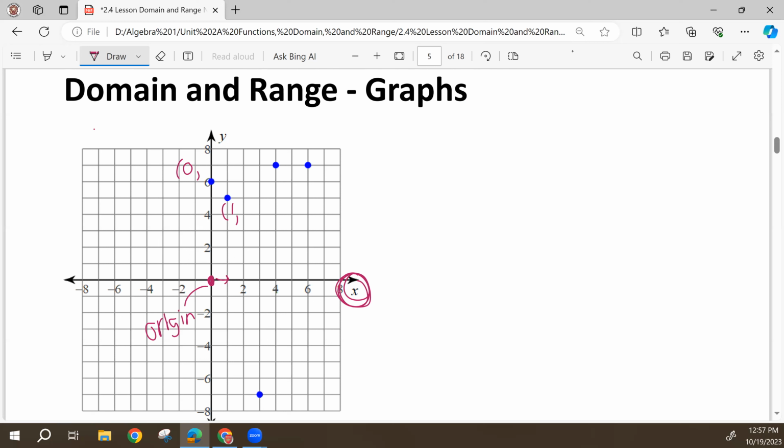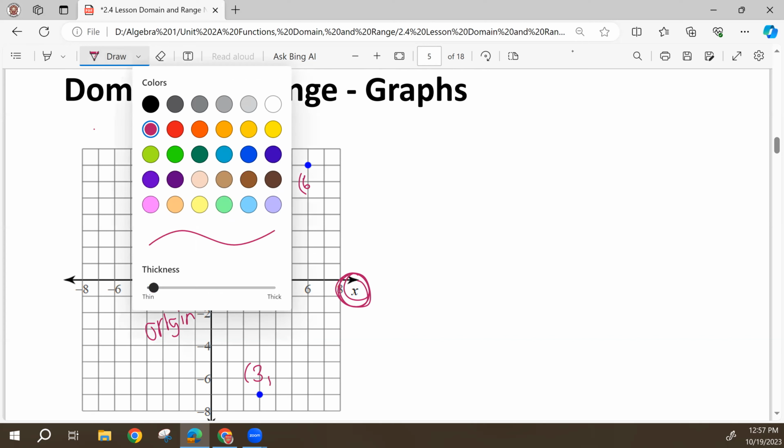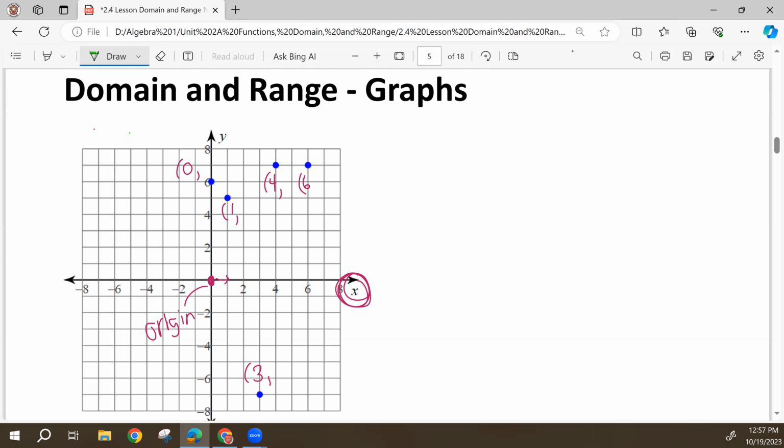This point over here, I had to go 4 and 6. And for this one down at the bottom, I had to go 3 to the right. Of course, to the left is negative. When I look at the y's, it's how far did I go up or down. So for this first point, I had to go up 6. And here I went up 5. And here I went up 7 and 7. And over here I went down, so that's -7. And so now that I have all of those values, I can list the domain.